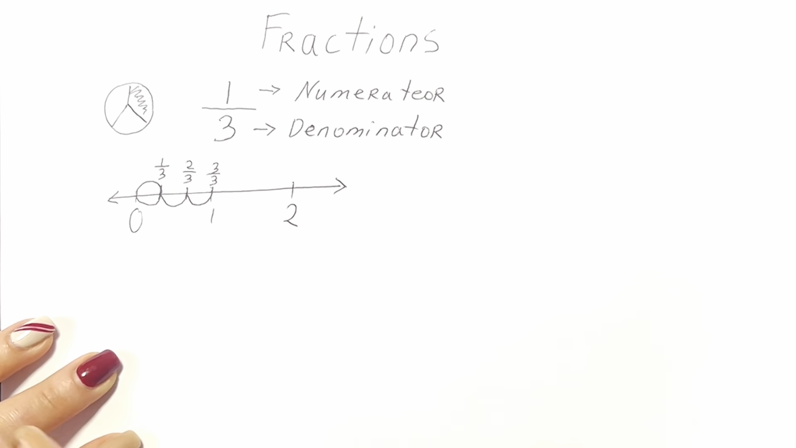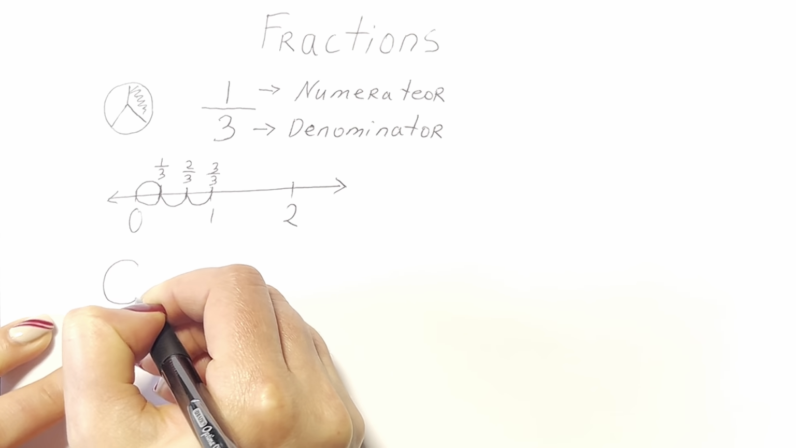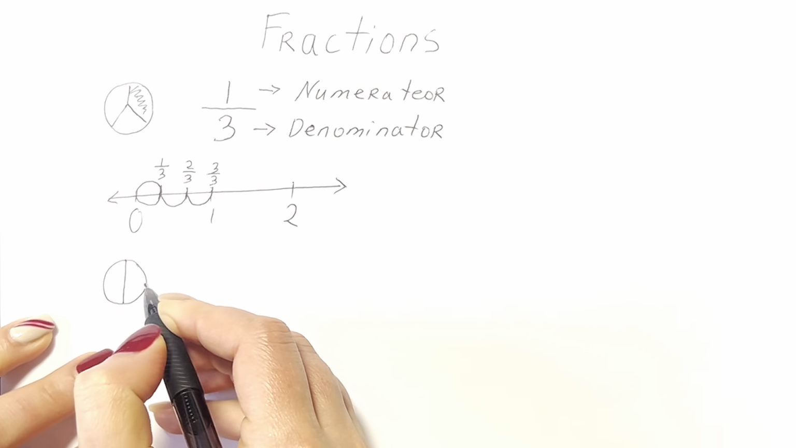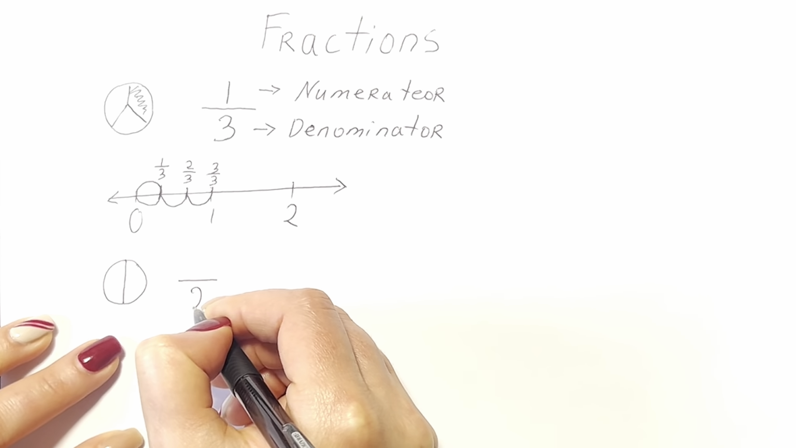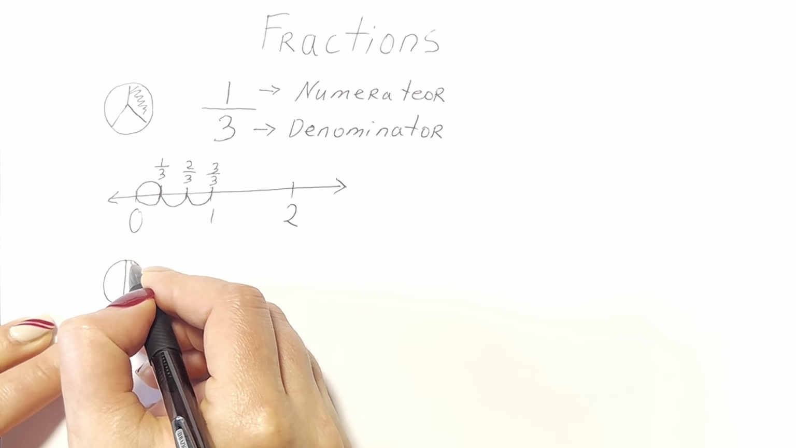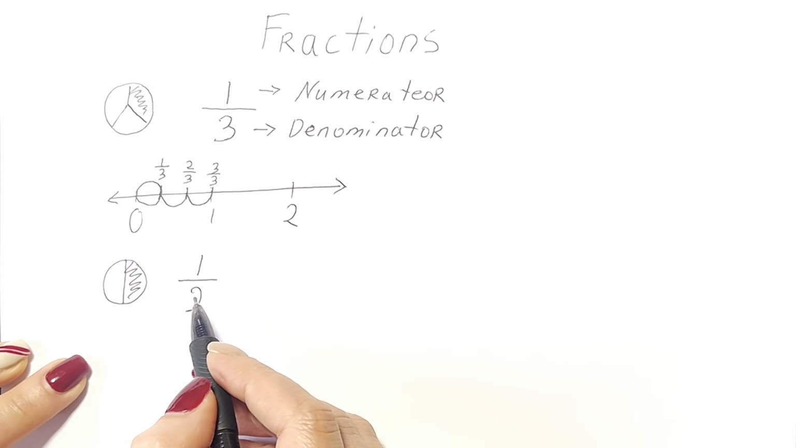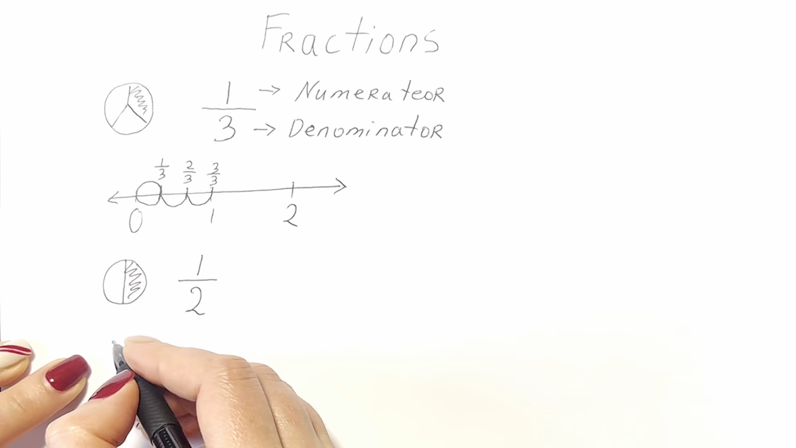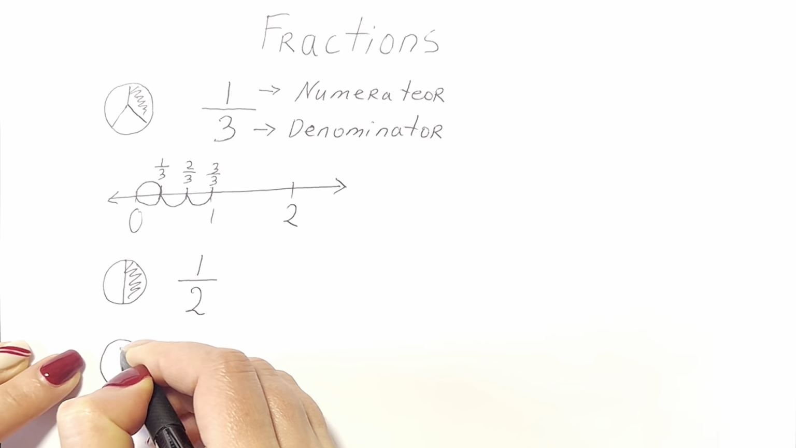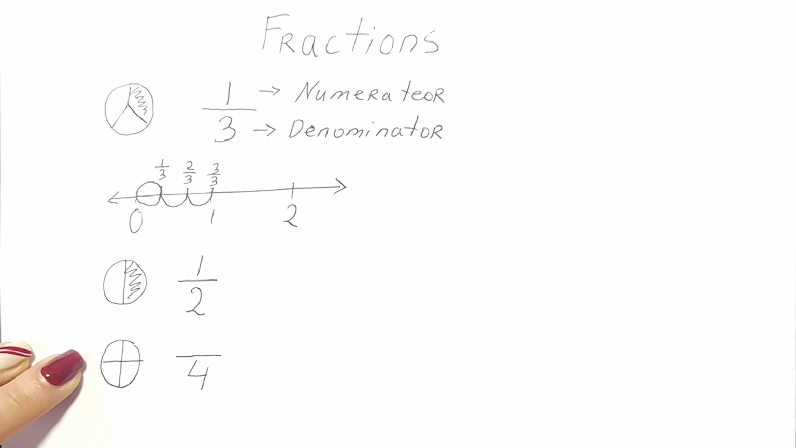Okay, let's talk about equivalent fractions. For example, I have a pizza, I cut it in half. I cut it into 2 pieces, 1, 2, which represents the denominator. And I ate one of them. Okay, so how much pizza did I eat? Half a pizza. Let's cut the same pizza into 4 pieces. The denominator is gonna be 4. And I'm gonna eat 2 of them.